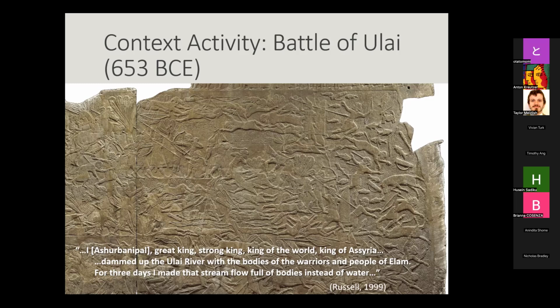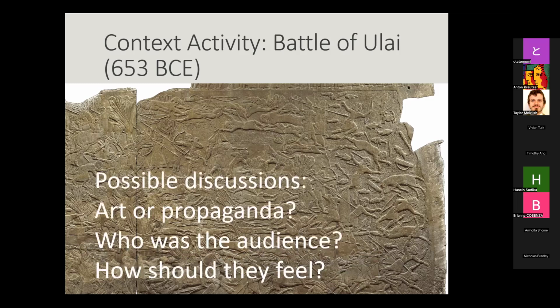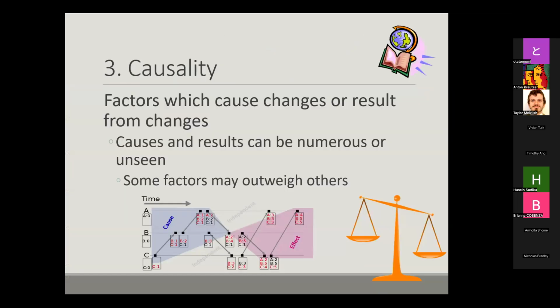You can get a sense of what's going to happen. Right. So you can have possible discussions. Is this art? Is this propaganda? Who was the audience? How should they feel? Should they feel impressed? Should they feel intimidated? Right. And so on. So that's context.